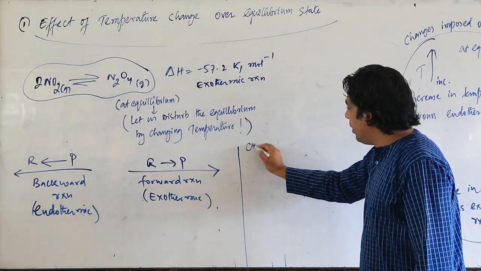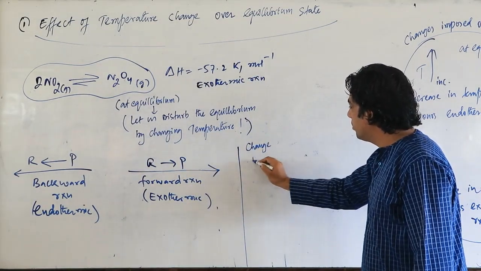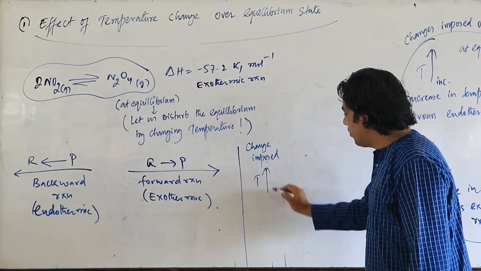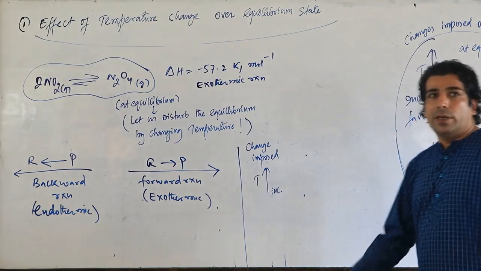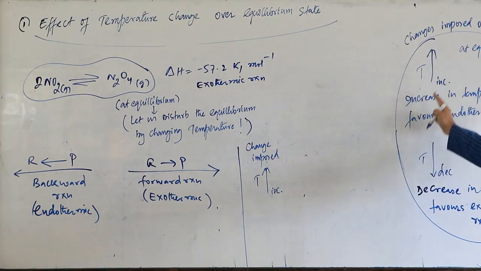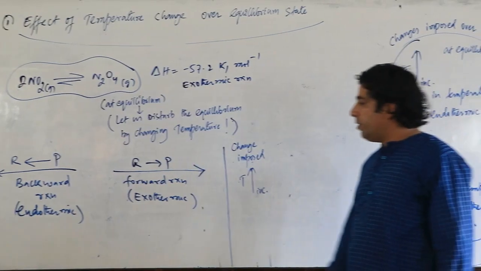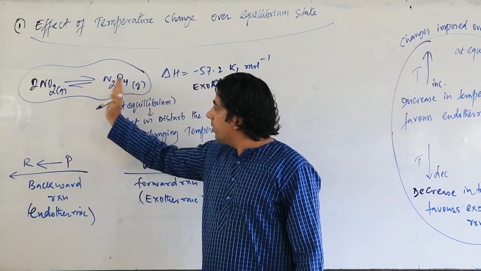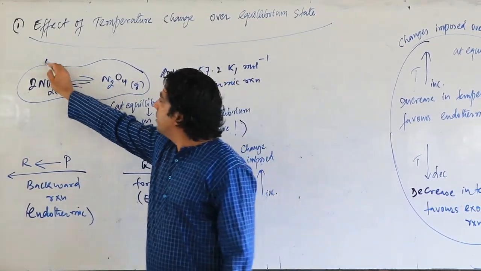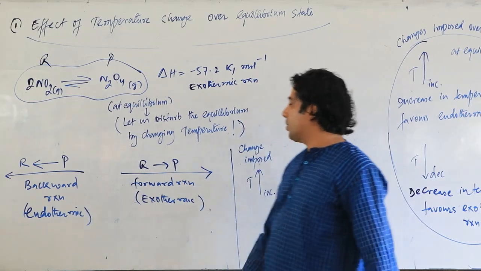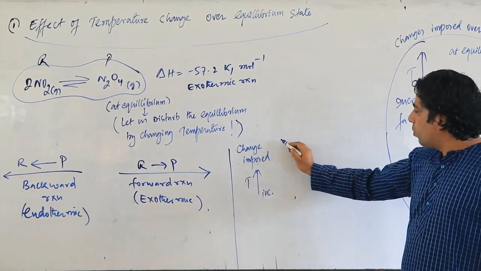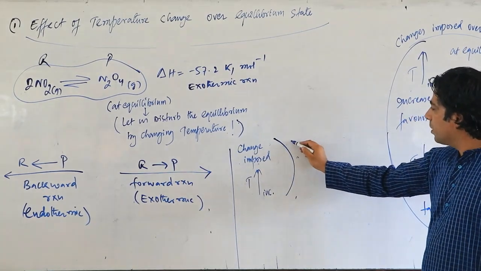Let's write down change imposed. Let us increase the temperature, my dear friends. And remember, when temperature is increased, an increase in temperature favors the endothermic reaction. And tell me, which one is the endothermic reaction? Backward or forward? So the backward reaction here is the endothermic reaction. So the change imposed is that temperature is increased. So what will happen because of this?